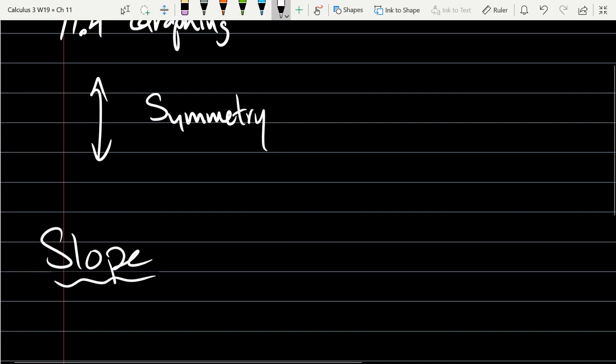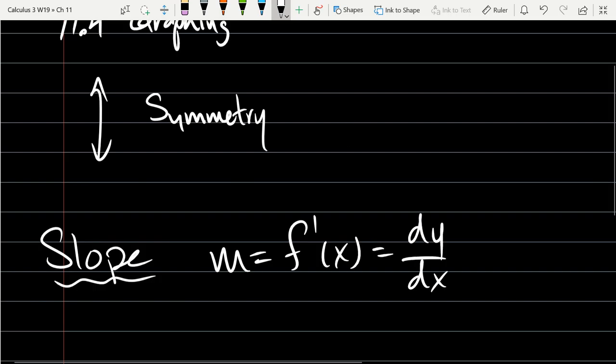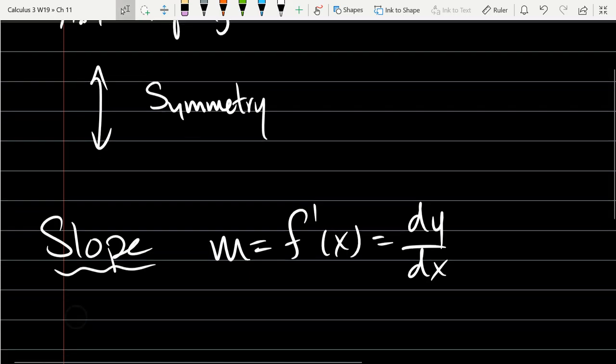So what do you know about slope in calculus class? So we're gonna write it as a derivative. So that'd be f prime of x. That was back when we had y as a function of x. We'd write slope like this. And of course that is dy over dx. So that second version will be more useful for us.